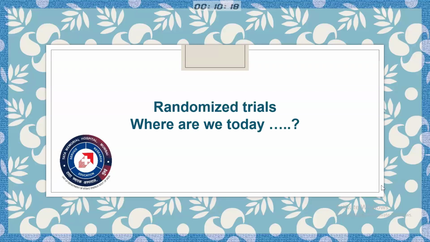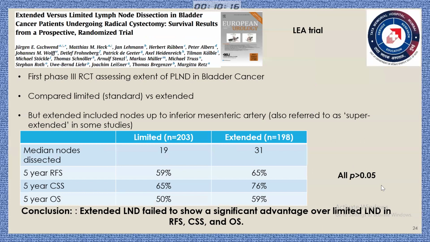So are there any randomized trials to help us with our thought? The LEA trial, this was done in 2016 in Germany, and this was the first randomized phase 3 trial which assessed the extent of lymph node dissection in bladder cancer, and it compared the standard template with the extended template. But in this also, in some of the extended template, the dissection was done up till the IMA, which is the super extended template. And surprisingly, this study showed that the 5-year recurrence-free survival, cancer-specific survival, and the overall survival, there was no difference between the standard and the extended pelvic lymph node dissection.